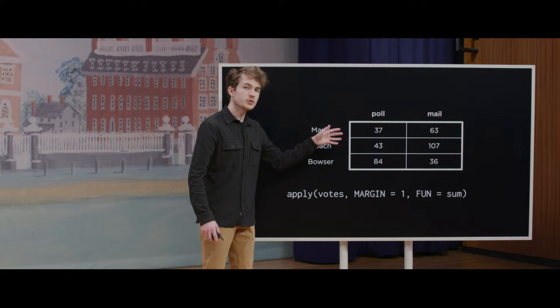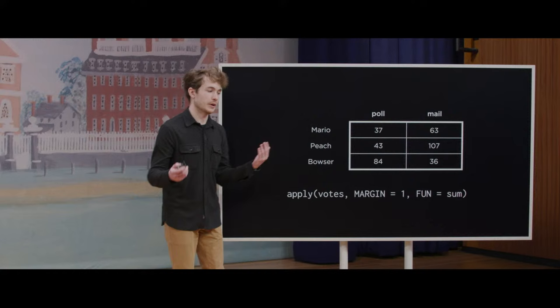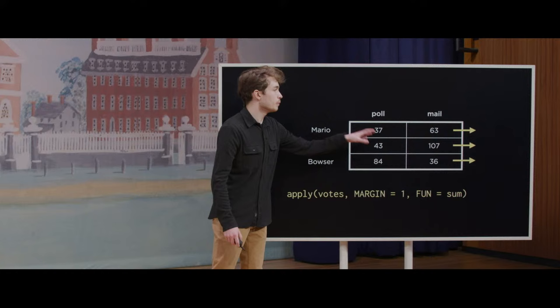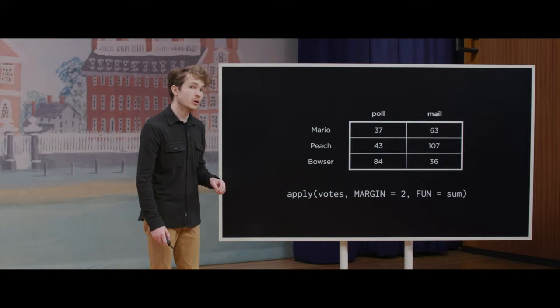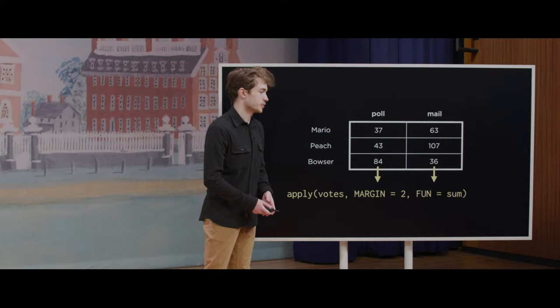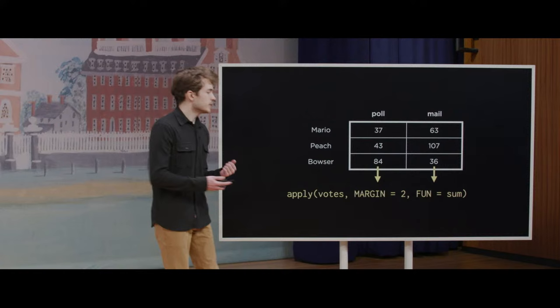So when margin is equal to 1, what will happen? When I apply the function sum, well, for every row, I will get back a sum of every element in that row. When margin, though, is 2, what will I get? I'll get back the sum of every element inside each of these columns here, storing it, let's say, kind of at the bottom of our data frame here. So let's see this in action.